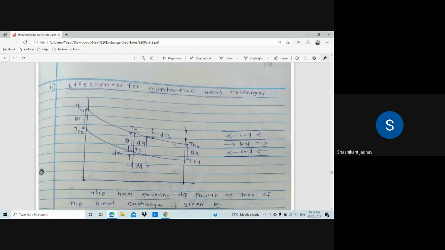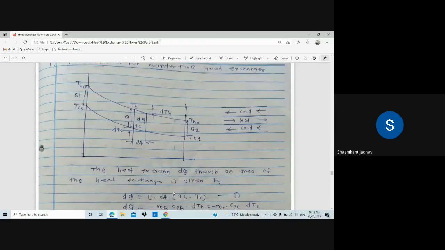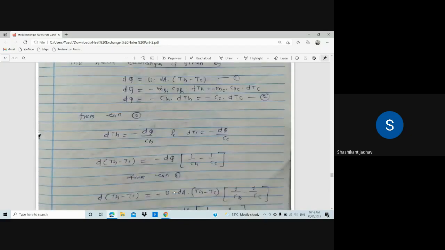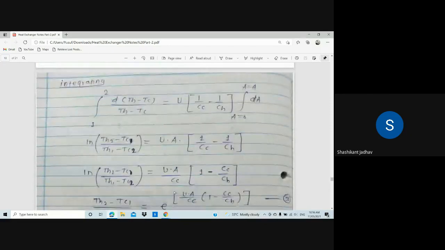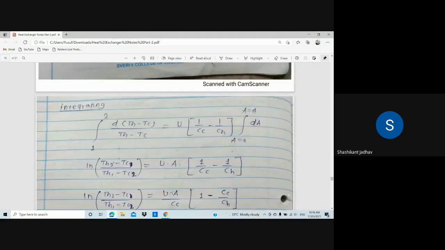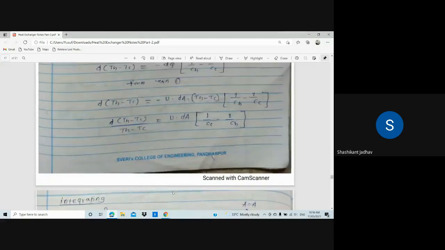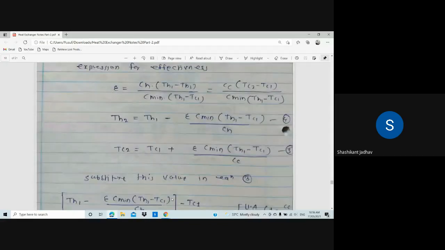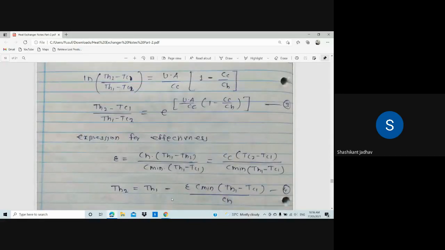Similarly, we have derived the equation for the effectiveness for the counter flow heat exchanger. So we have represented the graphical representation for that counter flow heat exchanger, and in the same manner as the parallel flow heat exchanger, we have derived the equation, that is dq equation number 1, then equation number 2, then we have calculated the value of dTh, then dTc, then we have taken the difference, and we get equation number 3 as (Th2 minus Tc1) divided by (Th1 minus Tc2) is equal to e raised to U into A divided by Cc into bracket 1 minus Cc upon Ch.